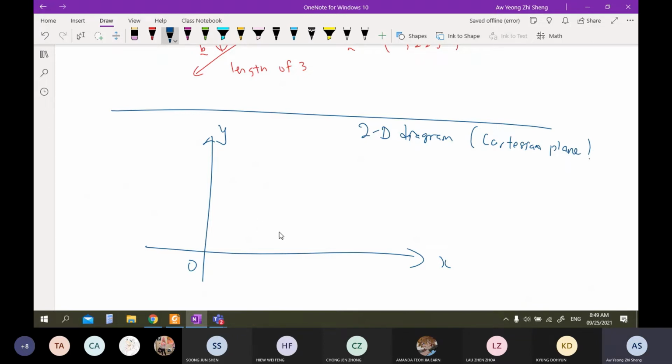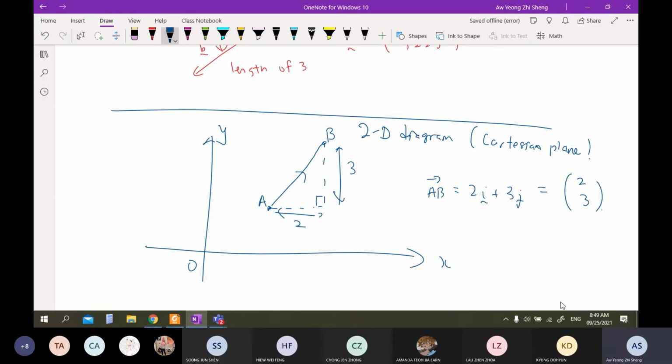Suppose that I have a vector connecting point A to point B, making 2 units to the right, 3 units up. So the vector AB, we can write as 2i plus 3j. Notice that in handwritten form, the i and j have a curly line underneath. It is compulsory to write the curly line because i and j are vectors, not normal numbers. In vertical bracket form, we can also write it as (2, 3). As simple as that.